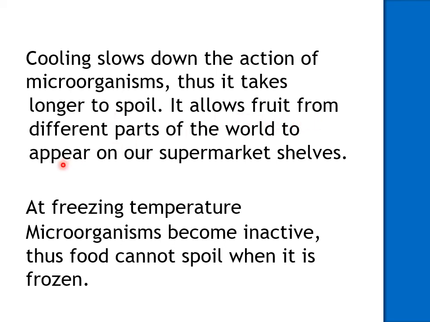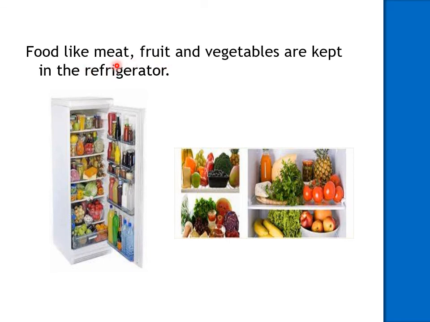It allows fruit from different parts of the world to appear on supermarket shelves. As you might have seen in malls, there are big cooling systems where various food items, dairy products, vegetables and fruits are stored. Now at freezing temperature, the microorganisms become inactive, and thus the food cannot spoil when it is frozen. Food like meat, fruit, and vegetables are kept in the refrigerator. Not only these, the various squashes, jams, and drinks are all easily stored in the refrigerator.